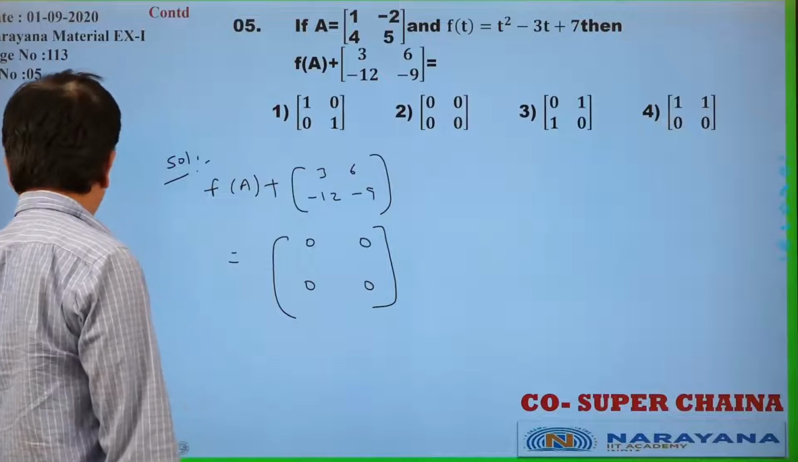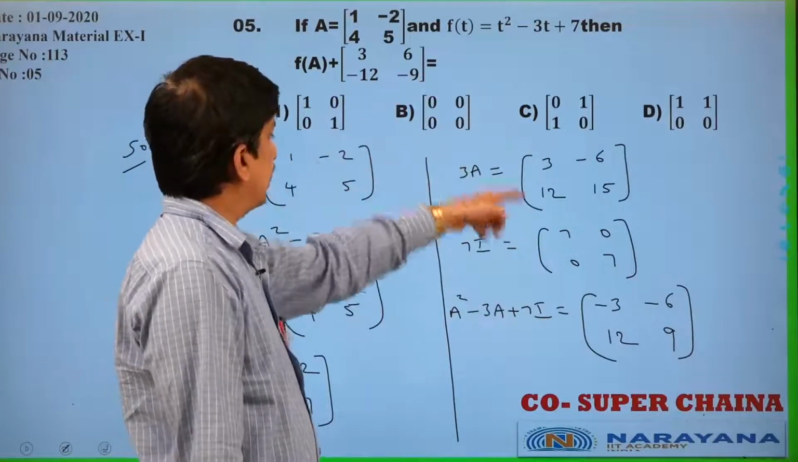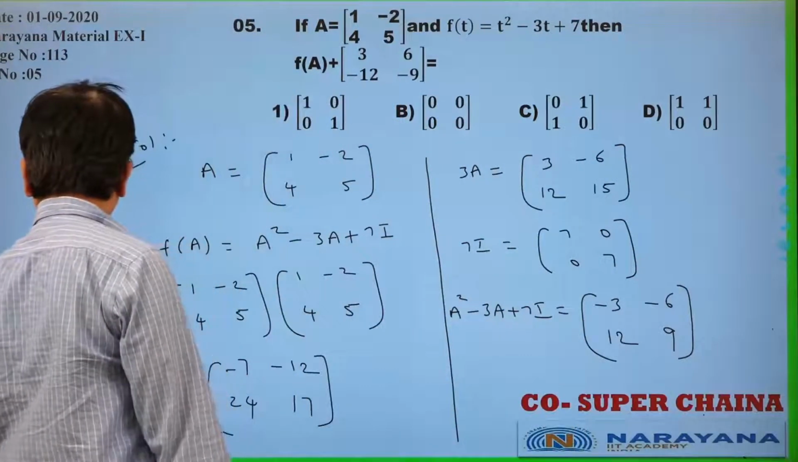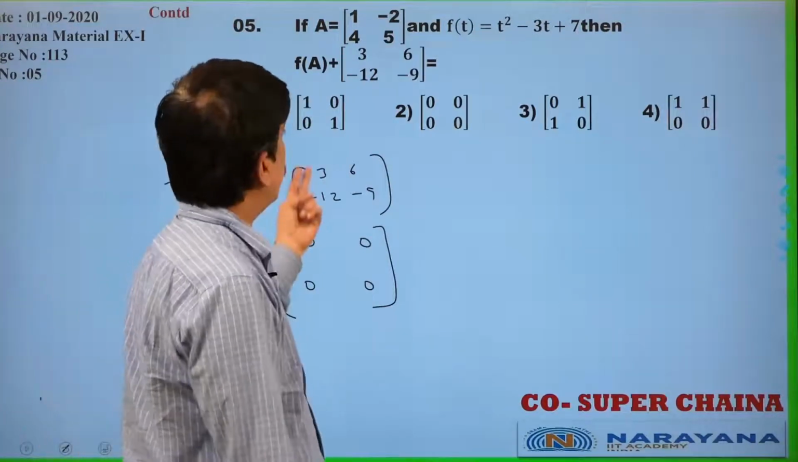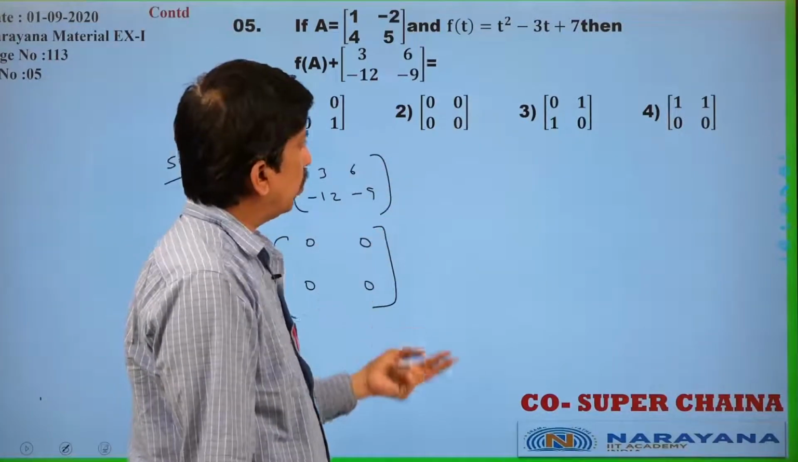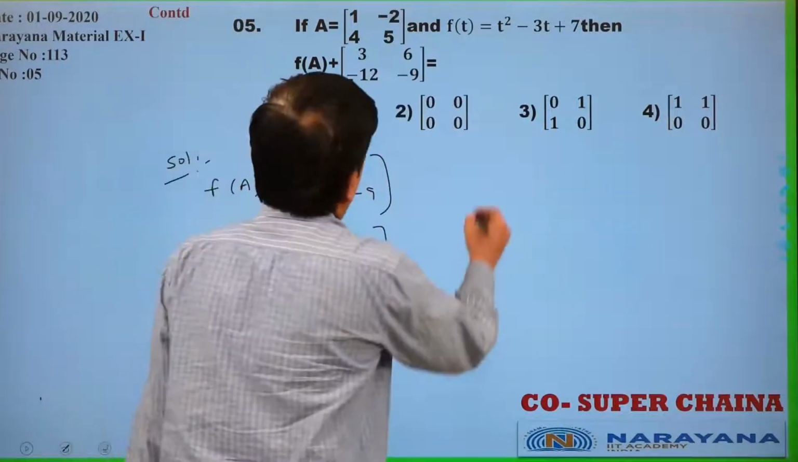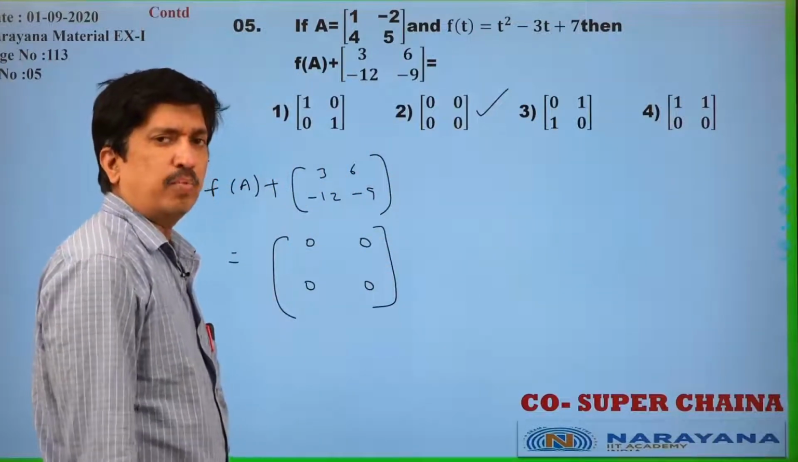Once you observe that, see, minus 3 plus 3 is 0, 6 minus 6 is 0, minus 12 plus 12 is 0, minus 9 plus 9 is 0 only. So I got all zeros only. Now you check the options. Which option is correct? All zeros only. This option is correct. Let us move to the next question.